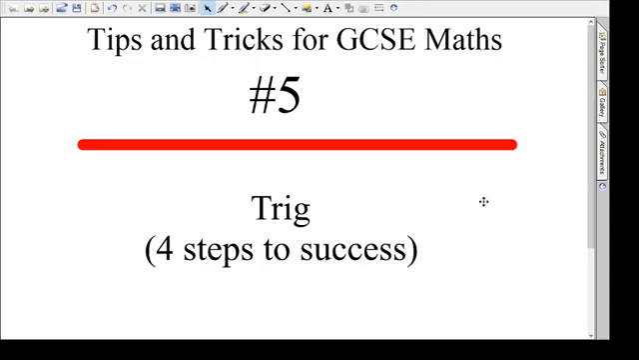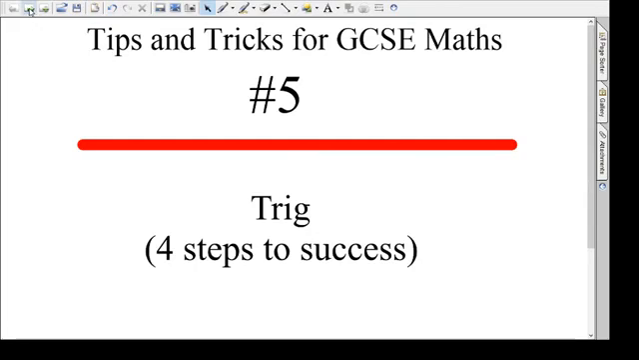This is the fifth one in the series and we're just going to talk about trig today. I'm going to show you my method of doing trig. I think it works really nicely. We call it 4 steps to success and it works for every trig problem that you could come across.